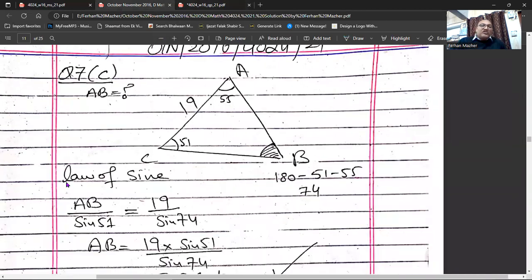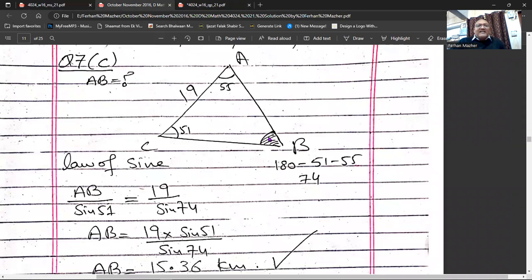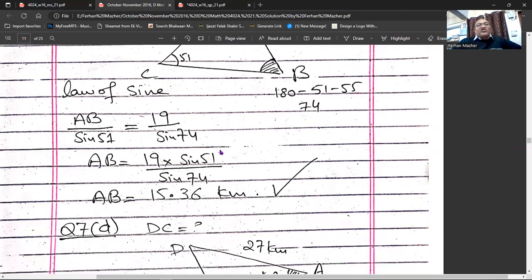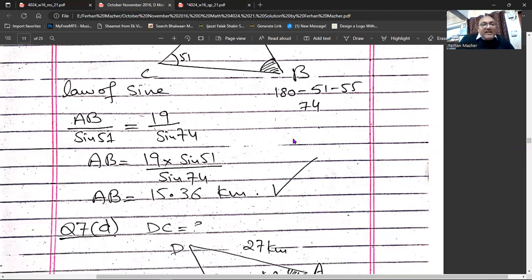So let me show you my solution. Here we go. How much will this angle be? This angle will be 180 minus 51 minus 55, and that will be 74. So this angle is 74. You will apply the law of sine, that is AB divided by sine 51 equals 19 divided by sine 74, and you just cross multiply here. So AB equals, in your calculator, you can write 19 multiply sine 51 divided by sine 74, and that will be 15.36 kilometers.